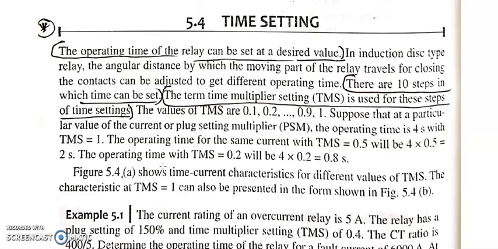Similarly, if you want to reduce the operating time of the relay further, if you set 0.2, then 0.2 into 4 gives you 0.8 second. Again the operating time of the relay is reduced. If I increase the TMS, the operating time of the relay will increase. If I decrease the TMS, the operating time of the relay will decrease. So the relay will be quick enough.